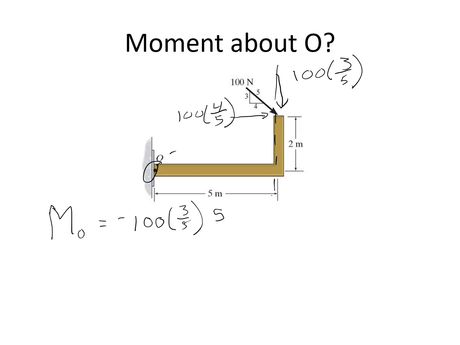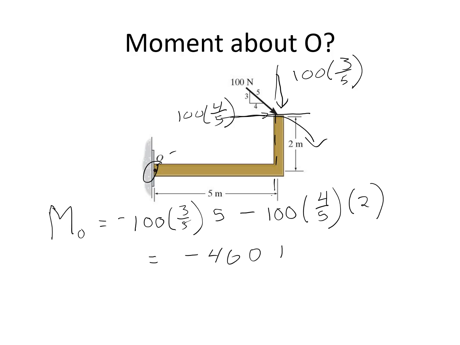And then we have the 100 times 4/5 coming here, and the distance then would be 2, and it is also going to be pushing this way, so it's also going to cause a clockwise rotation, and so that would be negative. And if I add those together, I get negative 460 Newton meters. And so that is how you would do it if you have a force applied at an angle. And now let's see if you can try some on your own.